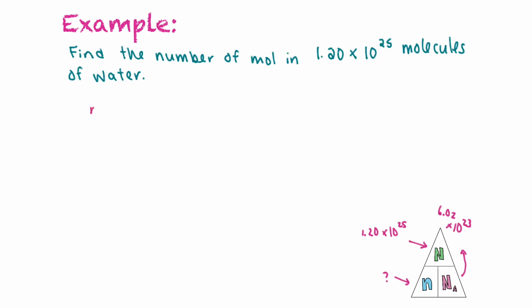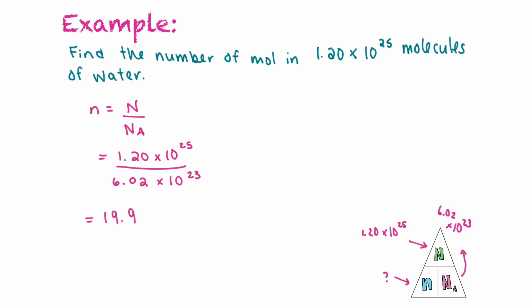So little n equals big N over big NA. So we put those numbers in. So we have 1.20 times 10 to the power of 25 divided by 6.02 times 10 to the power of 23. And you should get a value of 19.9 moles.